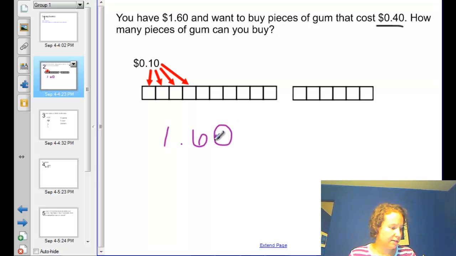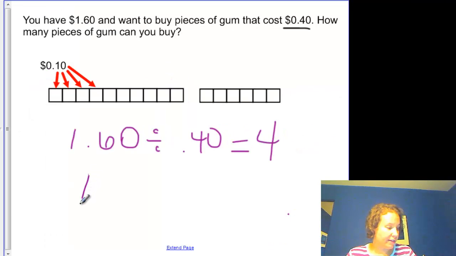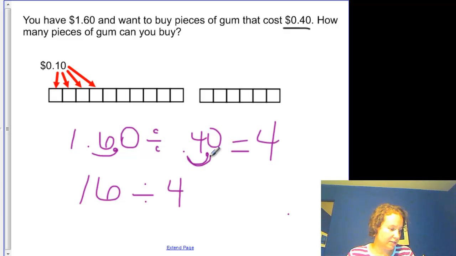$1.60 divided by 0.40, and we know that that equals 4. We saw that there were 4 of those chunks in there. Notice that if I had 16, which I could get by moving my decimal point one place to the right, divided by 4, which again I could get by moving my decimal point one place to the right, I would get the same answer.